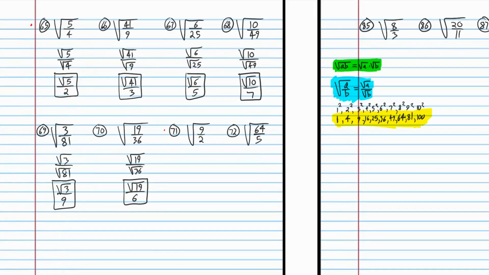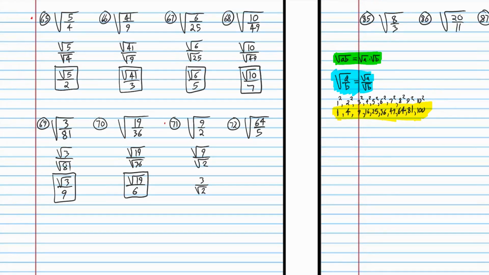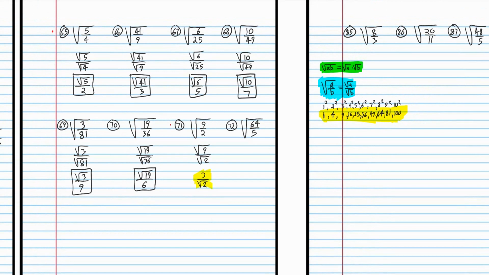So let me show you what's going to happen here. We're going to use the blue equation again. So we get root 9 over root 2. And root 9, the numerator this time, is a perfect square. So root 9 is 3. And you see the difference here? We have a root in the denominator now, as opposed to these previous problems where we had roots in the numerator. So what that means is we're going to have to do some extra steps to rationalize the denominators. We did not have to rationalize the denominators in these problems because they were already rationalized. But in number 71, we're going to have to keep going.